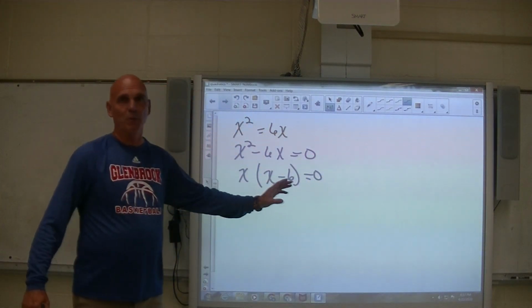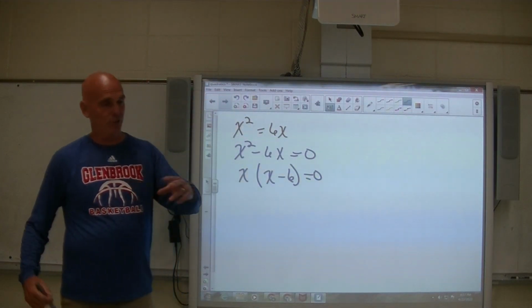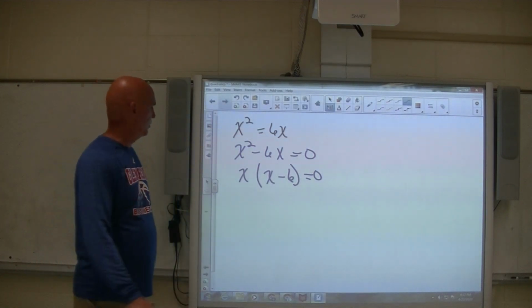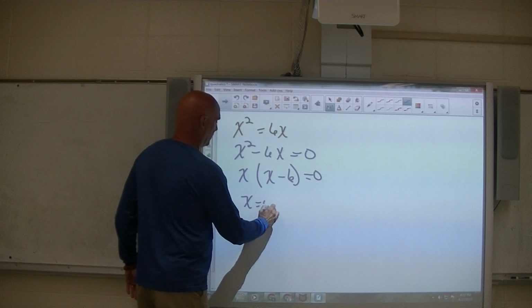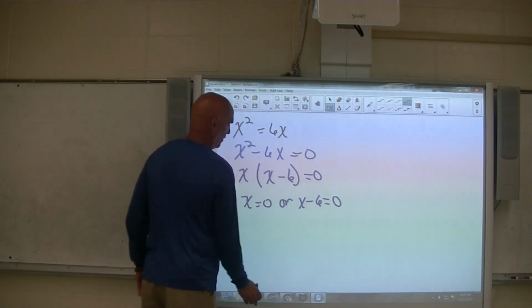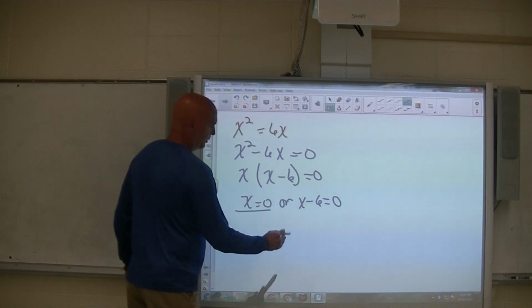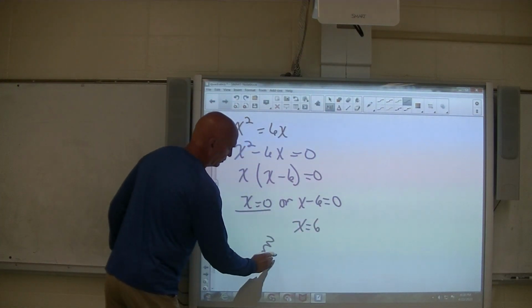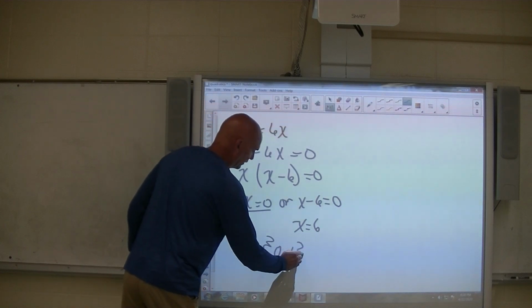So if x times x minus 6 equals 0, that means, since 2 numbers are multiplied together to give you 0, the only way that can be true is if one of those has to be 0. x is equal to 0, or x minus 6 equals 0. So here's one answer, x is equal to 0, or add 6 to both sides, x is equal to 6. Solution set is 0, 6.